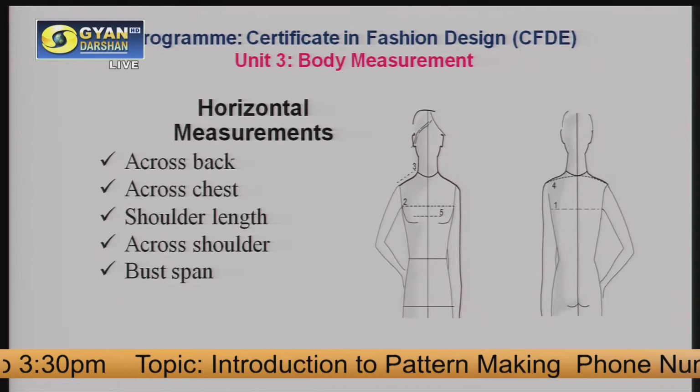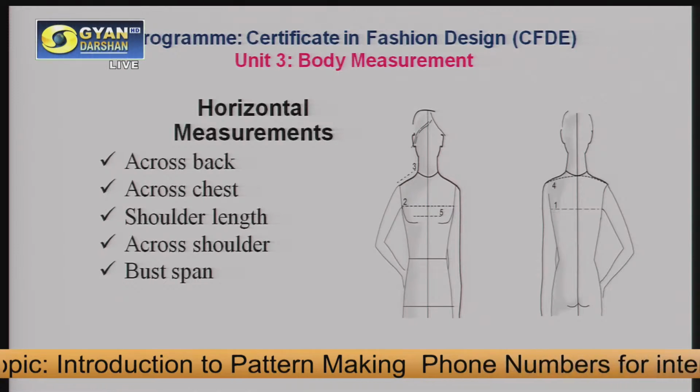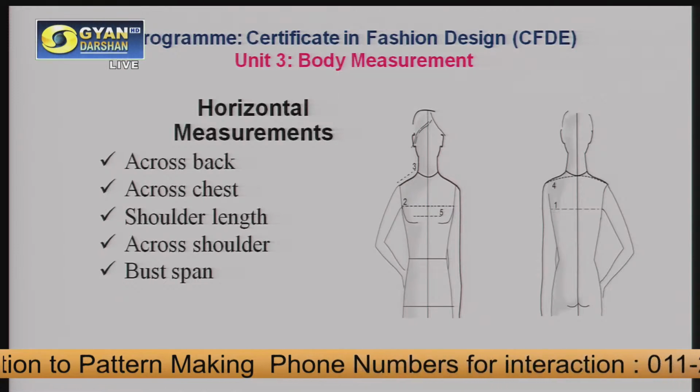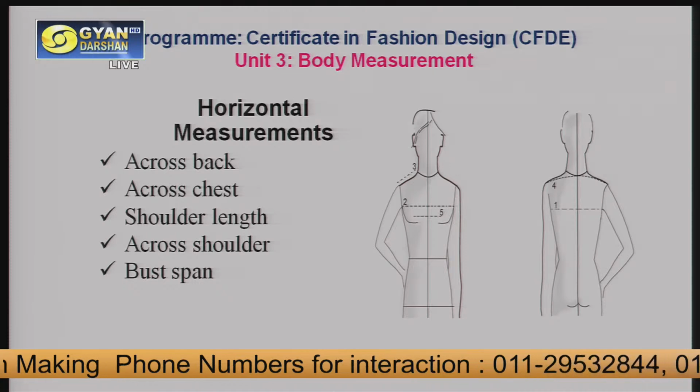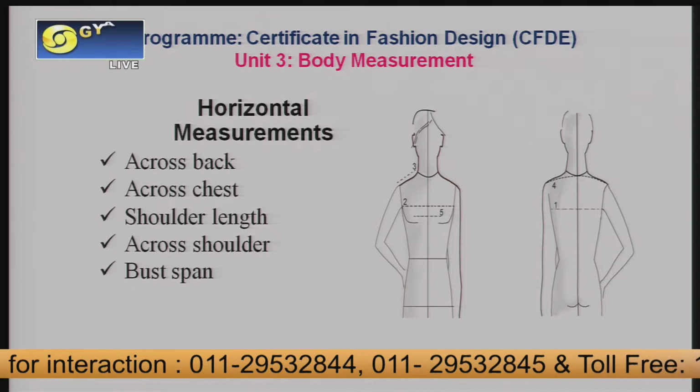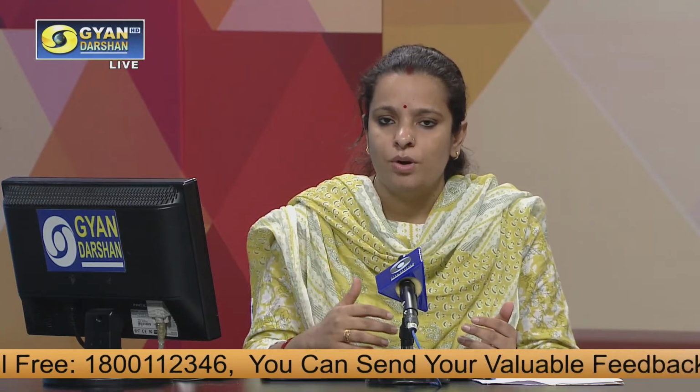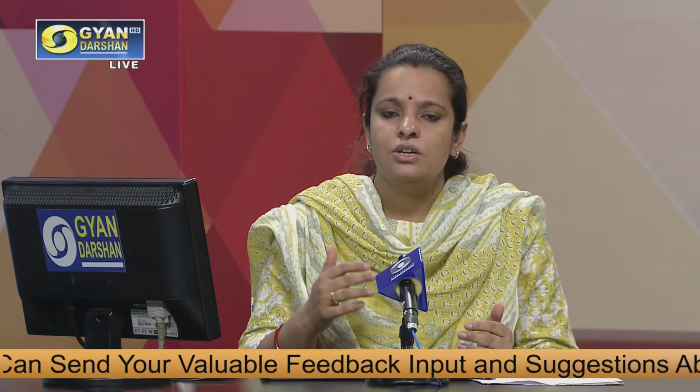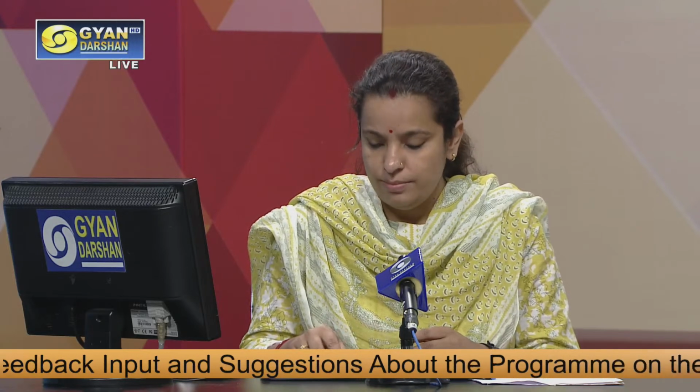Second is the horizontal measurement. That includes the across back, across chest, shoulder length, across shoulder and bust span. When we take the measurement of the shoulder or the across back, like the back from one shoulder to another shoulder, then across chest, shoulder length, all that comes under the horizontal measurement.